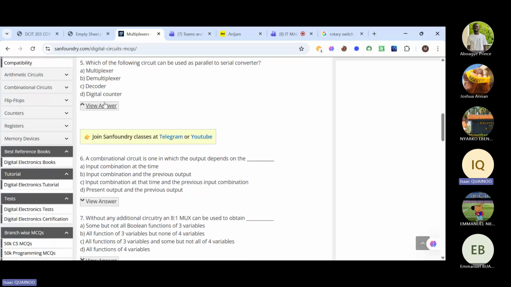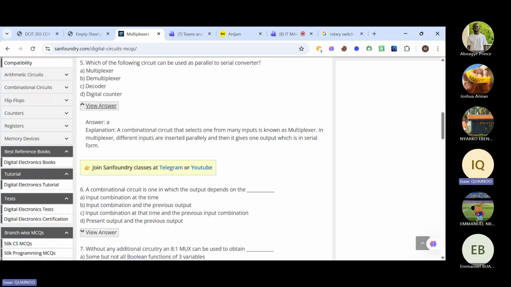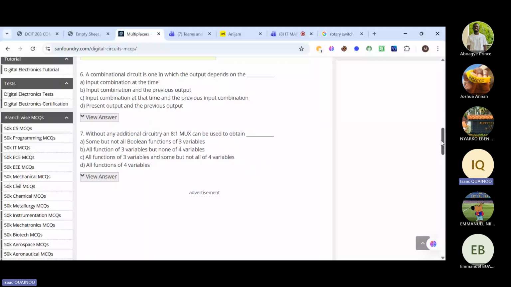Okay, so let's see the answer. All right, so we have A, multiplexer. The explanation is that a combinational circuit that selects one from many inputs is known as a multiplexer. In a multiplexer, different inputs are inserted in parallel, and then it gives one output, which is in serial form. I think this is quite technical, but please, let's just take note of that.